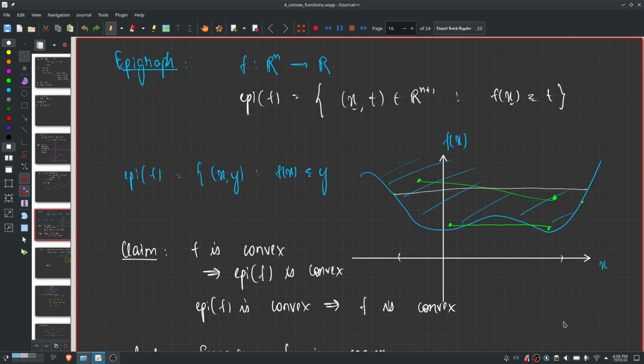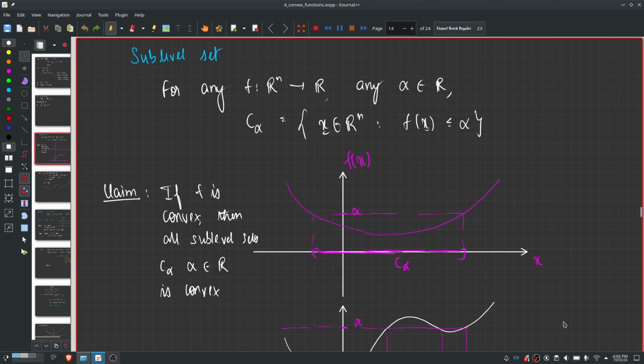Okay. In the last class, I defined some sets based on functions. One was the notion of a sublevel set. If you have a function f from R^n to R, then the set of all points for which f of x is less than or equal to some particular alpha is called the alpha sublevel set corresponding to that function. And we saw that if the function is convex, then all sublevel sets are convex.